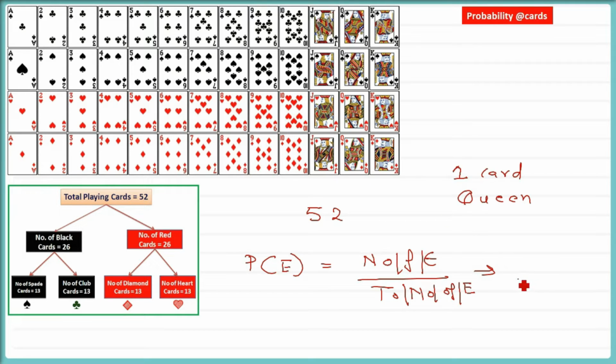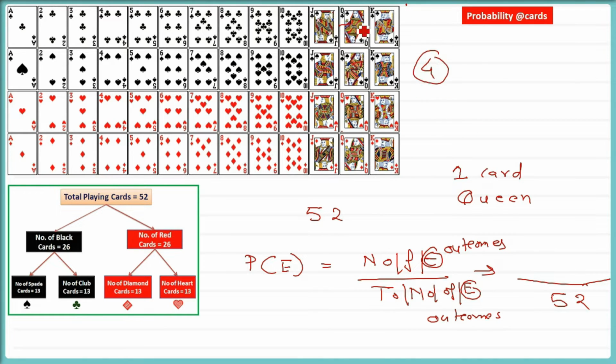So in all these 52 cards, you can pick one card. So total number of possibilities, total number of outcomes, can be 52. Number of favorable outcomes divided by total number of outcomes. Total number of outcomes can be 52, any of the cards you can pick. But what is our favorable event? In all these 52 cards, there are 4 queens, 1 queen in each suite. So favorable event is only 4, that is, from these 4 queens, 1 can be picked up.